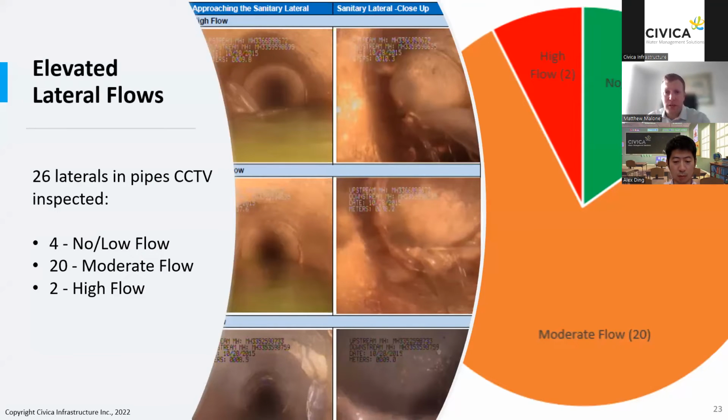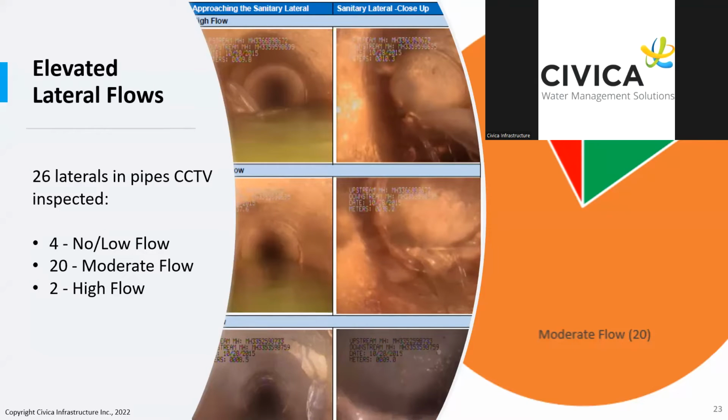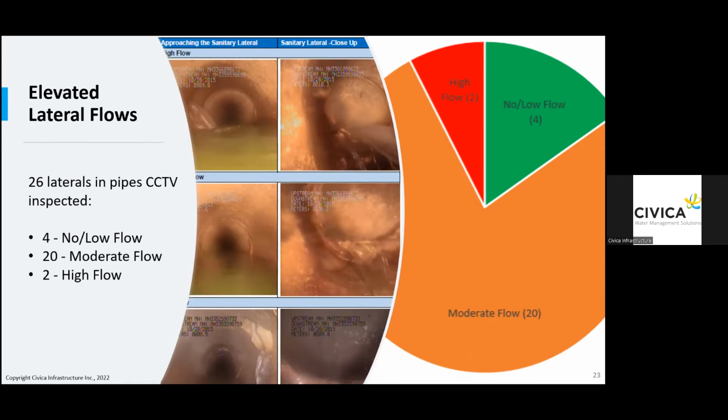And then as part of doing this work, as part of the dye testing work that we were doing, we were also performing CCTV inspections concurrently, at the same time. And what we had identified in the pipes that we had inspected was that we have a lot of these laterals which were producing a lot of flow into the system, during the storm event and then after as well. So out of the 26 laterals that were inspected, or at least passed by when they were doing the mainline inspection, only 4 had low or no flow.